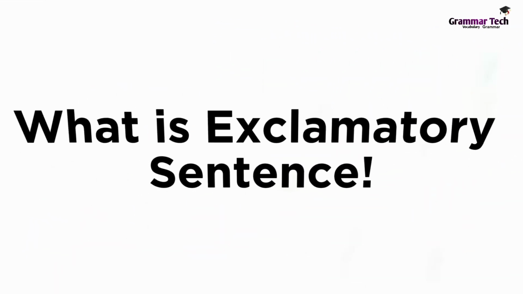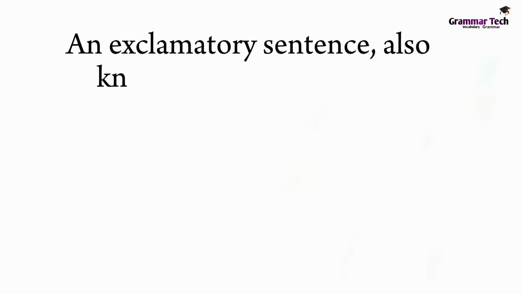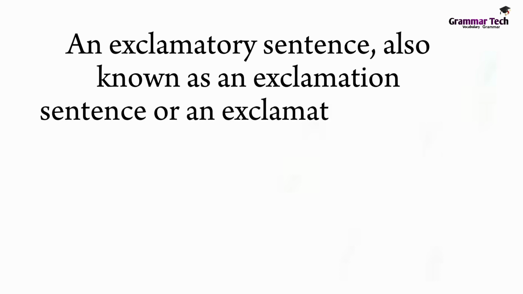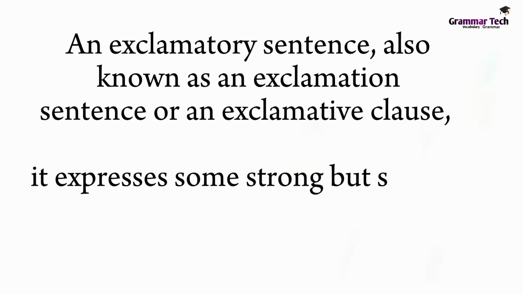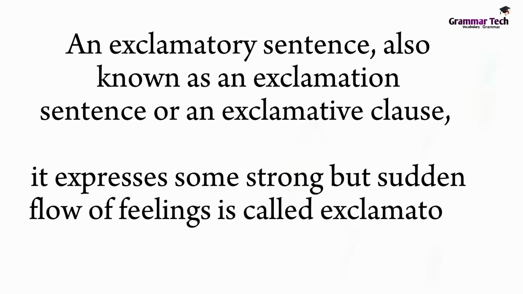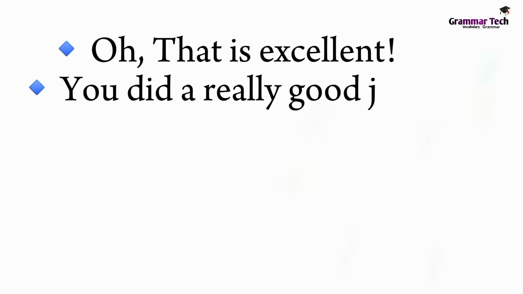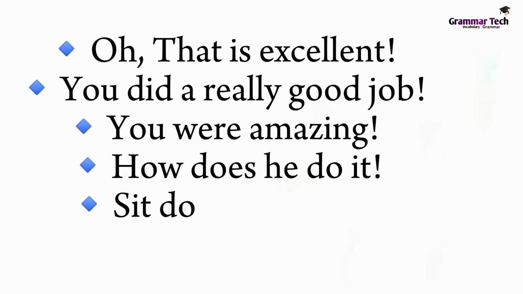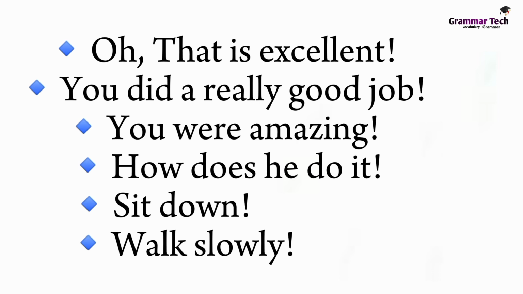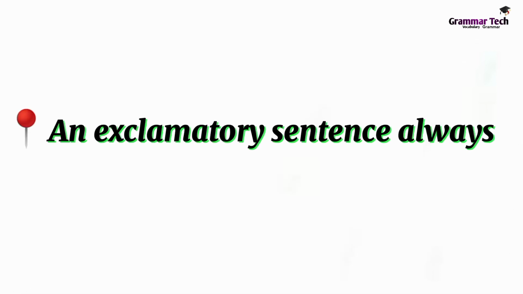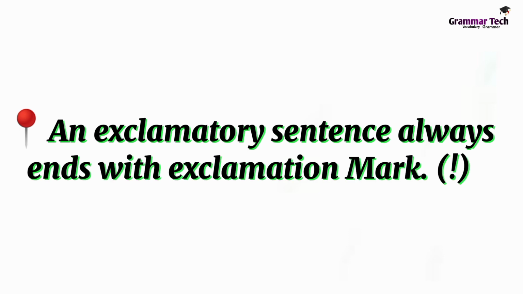What is exclamatory sentence? An exclamatory sentence, also known as an exclamation sentence or an exclamative clause, expresses some strong but sudden flow of feelings. For example, oh, that is excellent! You did a really good job! You were amazing! How does he do it! Sit down. Walk slowly. An exclamatory sentence always ends with exclamation mark.